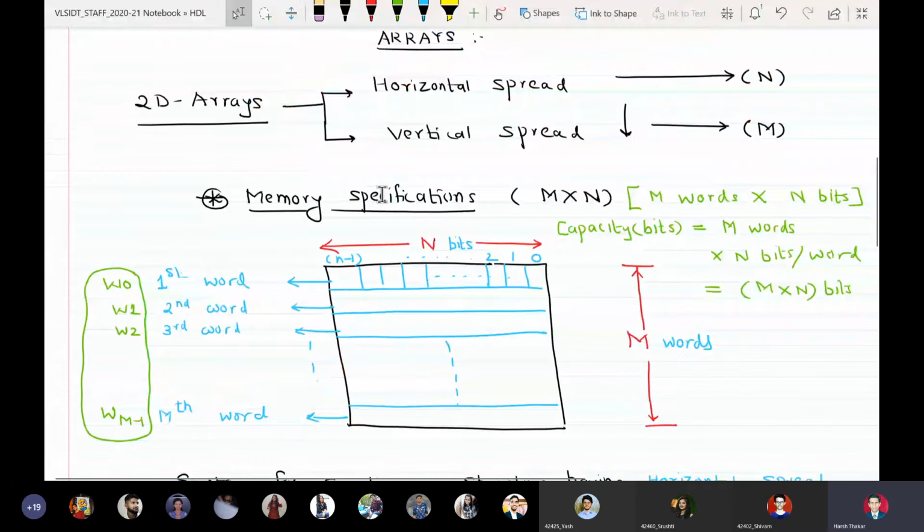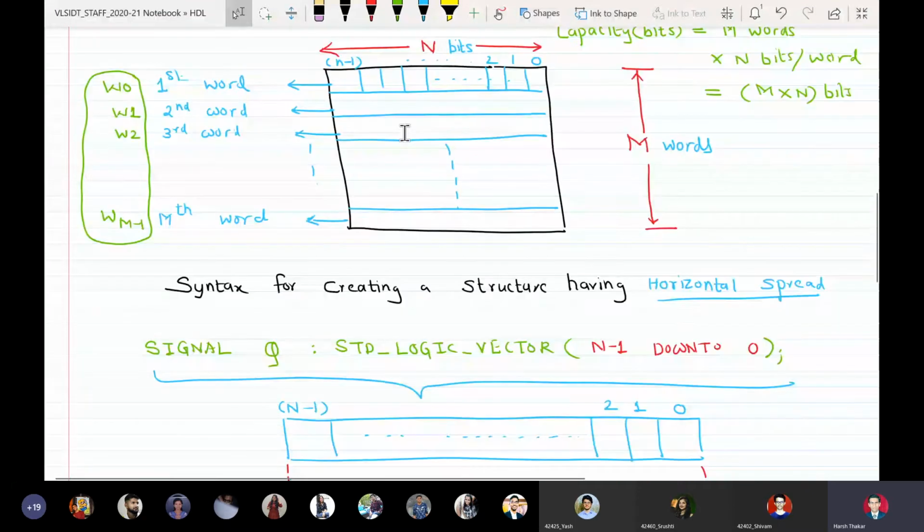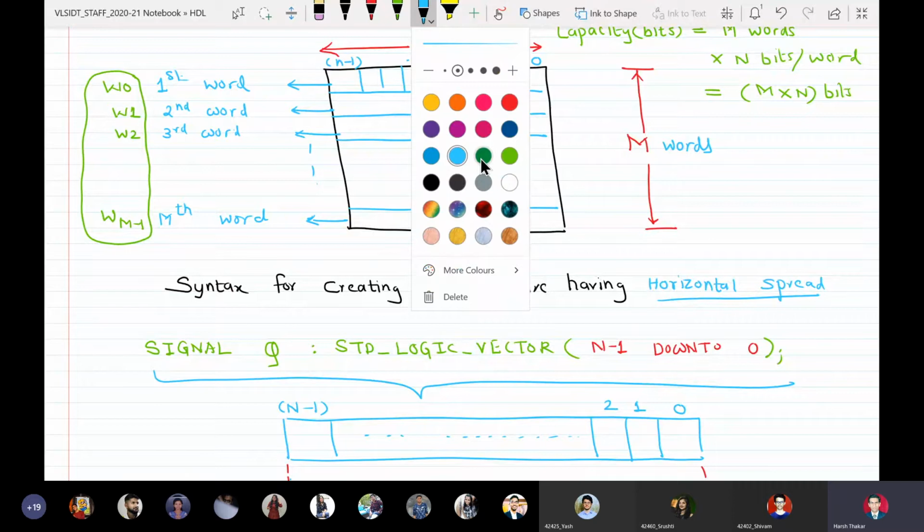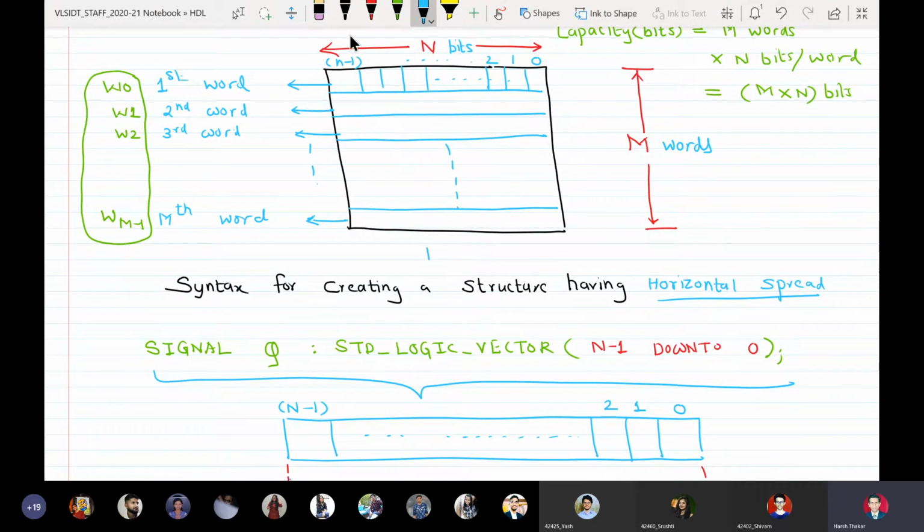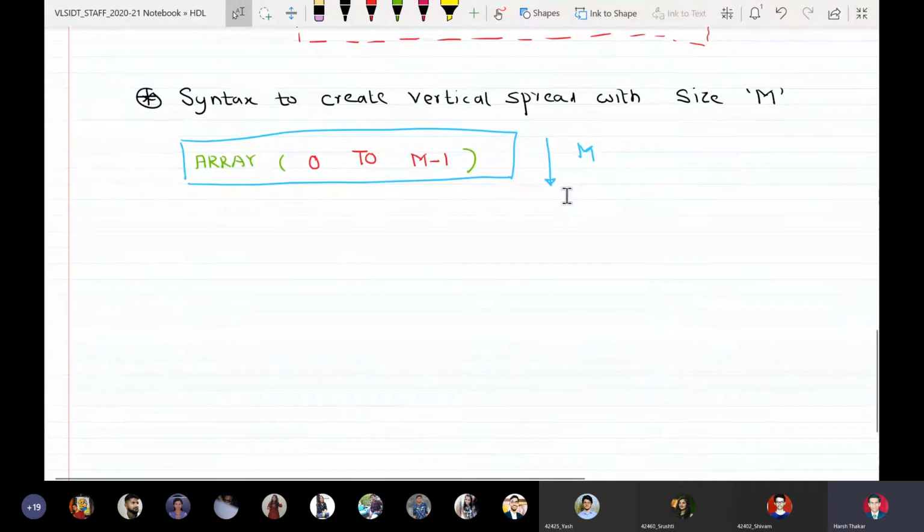Okay, now we have to name this structure because this will become a new data type. Let mem be the name of the structure. So I'm going to create a new data type called mem, which will have the size m by n.